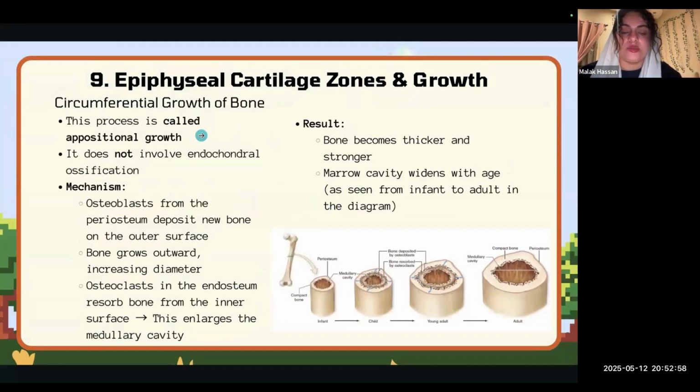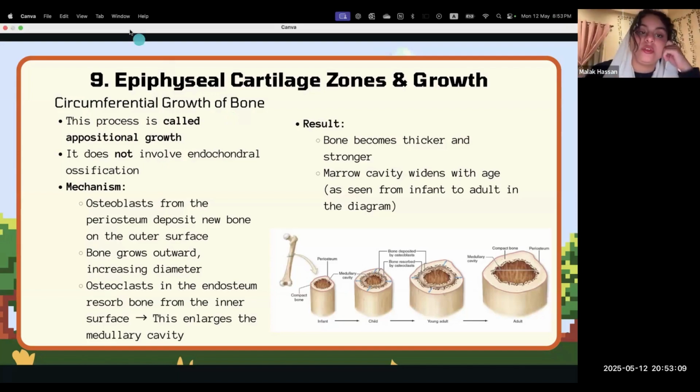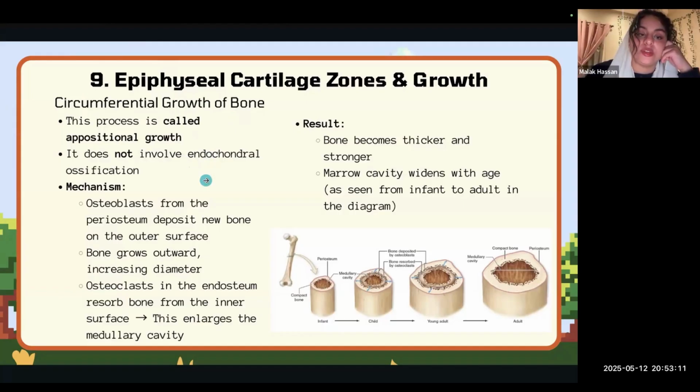Now, this process is called circumferential growth of bone. So instead of longitudinal, it's circumferential. It's called appositional growth, and it does not involve endochondral ossification. What happens here is that the osteoblasts are going to come from the periosteum, and they're going to deposit new bone on the outer surface. Remember how we said in cartilage that appositional growth happens on the surface? The same thing here. It happens on the outer surface.